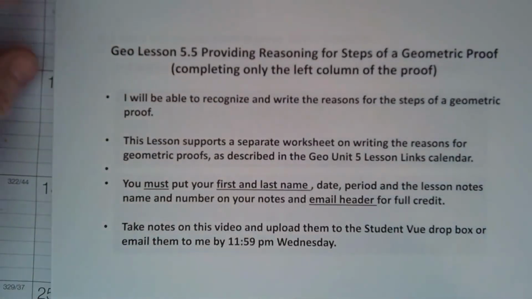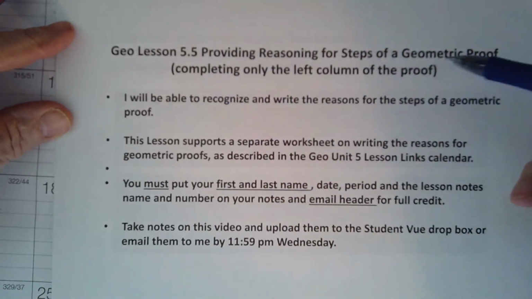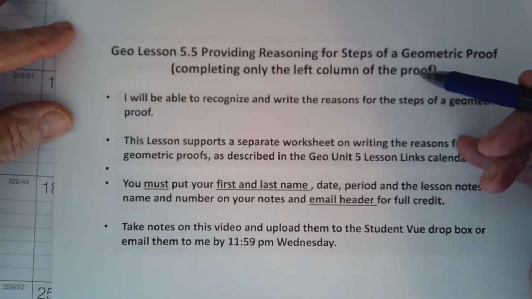Good afternoon. Today we are completing Geometry Lesson 5.5, which is providing reasoning for steps of a geometric proof, completing only the left-hand column of the proof.